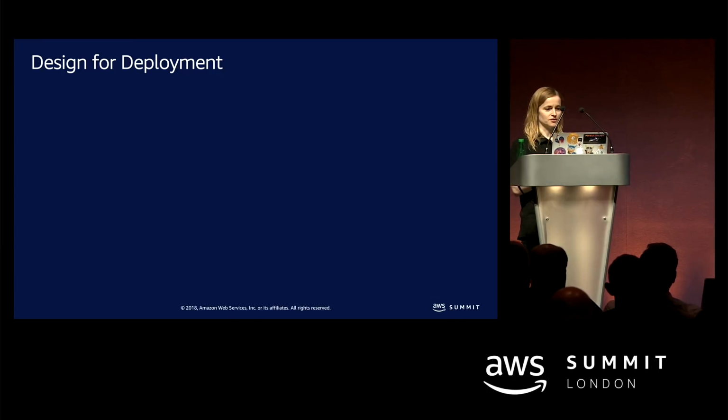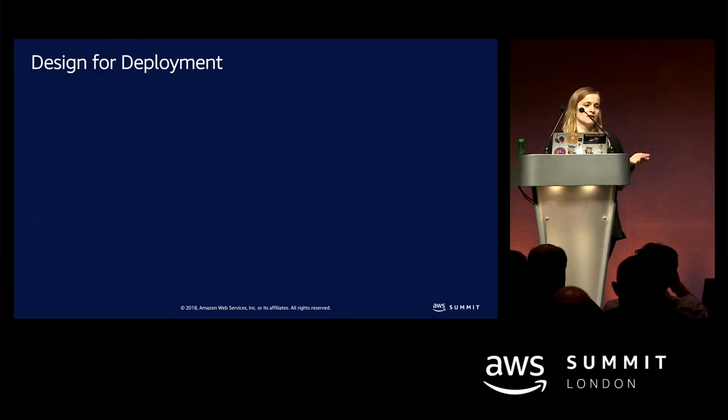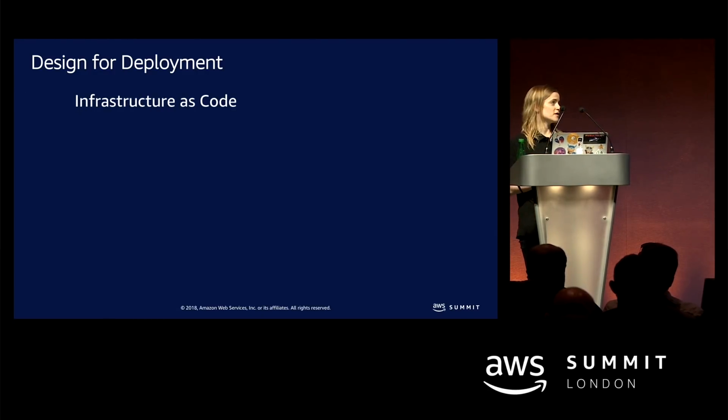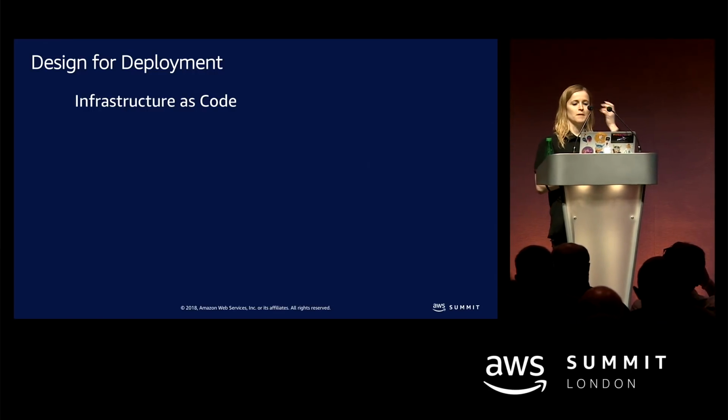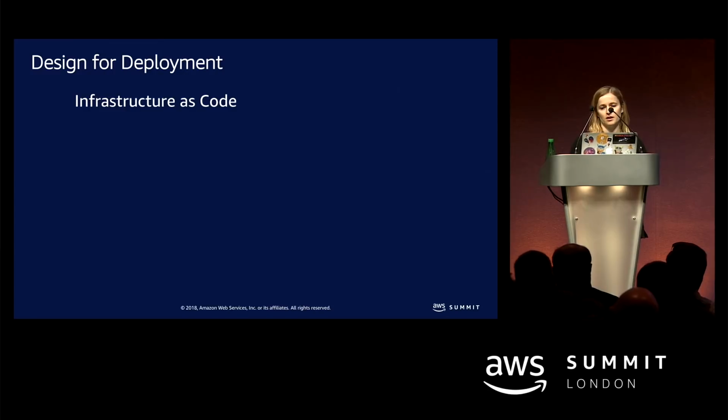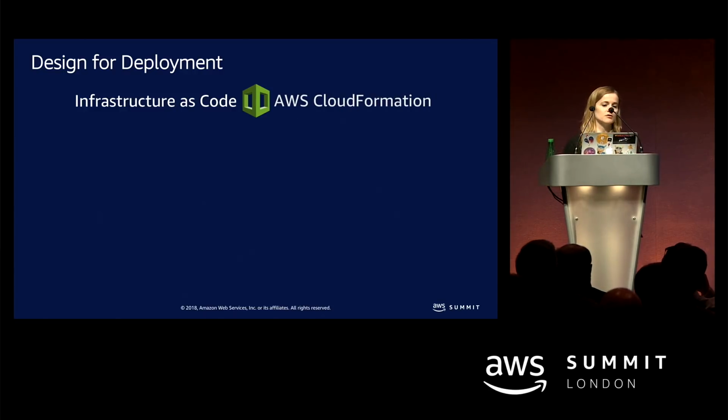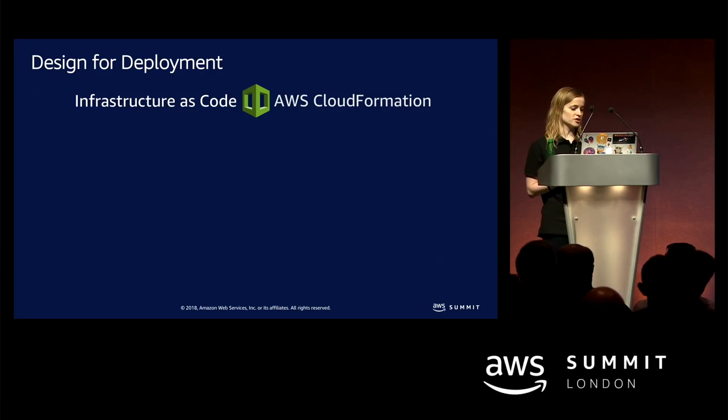To avoid this situation, you should think about design for deployment already when you are designing your application. First, treat your infrastructure as code. Build and rebuild your resources in a safe manner without manual interaction. AWS CloudFormation provides a common language that you can use to provision all the infrastructure for your cloud environment.